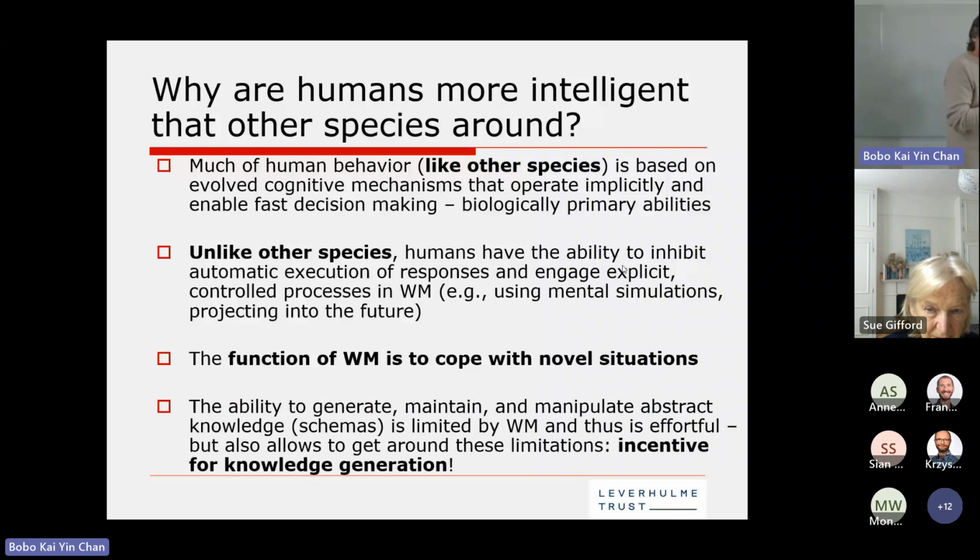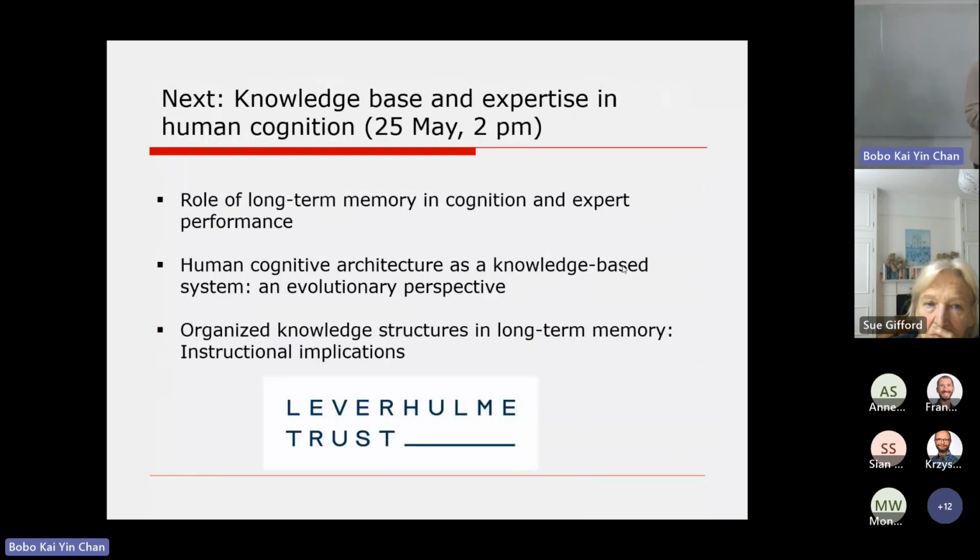So we have limited working memory capacity. This mechanism of dealing with novel situations is, as we know, limited in processing capacity. We looked at some possible explanations for why it's limited. But on the other side, it triggered the development of a huge knowledge base, which is critical for our cognitive architecture. And next week we're going to talk about the role of the knowledge base. So knowledge base and expertise in human cognition will be the topic of the next lecture.